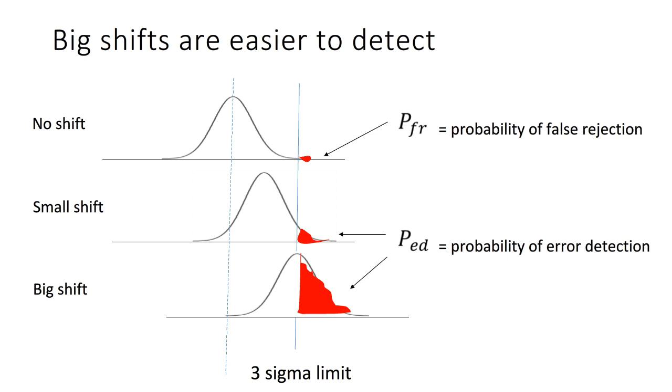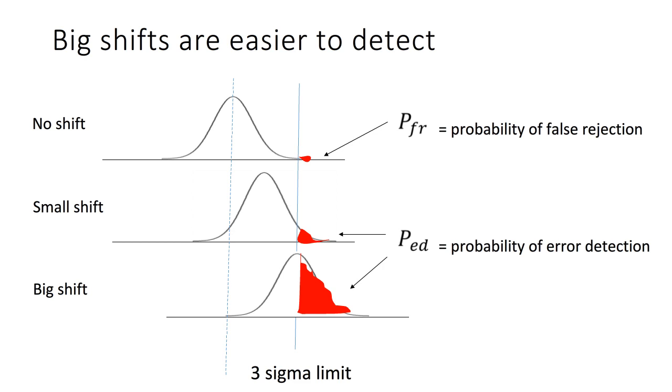In the top panel, we see there's a small probability that results would exceed the 3 sigma limit, even though there has been no shift. The signal would go off and we'd waste time and money trying to find an assignable cause when there wasn't one to be found. The probability of this occurring is the probability of false rejection. This is an important property of any decision rule. For this rule, the probability of false rejection is about 0.015%, and that's pretty good because it's low.